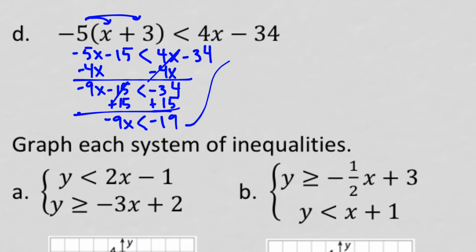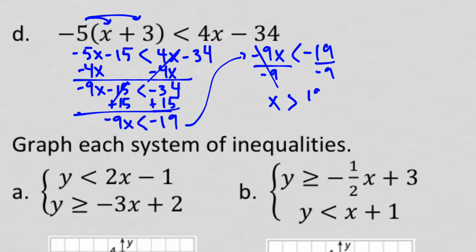Negative 9x is less than negative 19. We're going to isolate the x finally by dividing by negative 9 to get rid of the negative 9 there. And then it's just x. But since I'm dividing by a negative, I must flip the inequality symbol. So it has to go the other way now. Greater than, negative over negative is positive, 19 over 9.